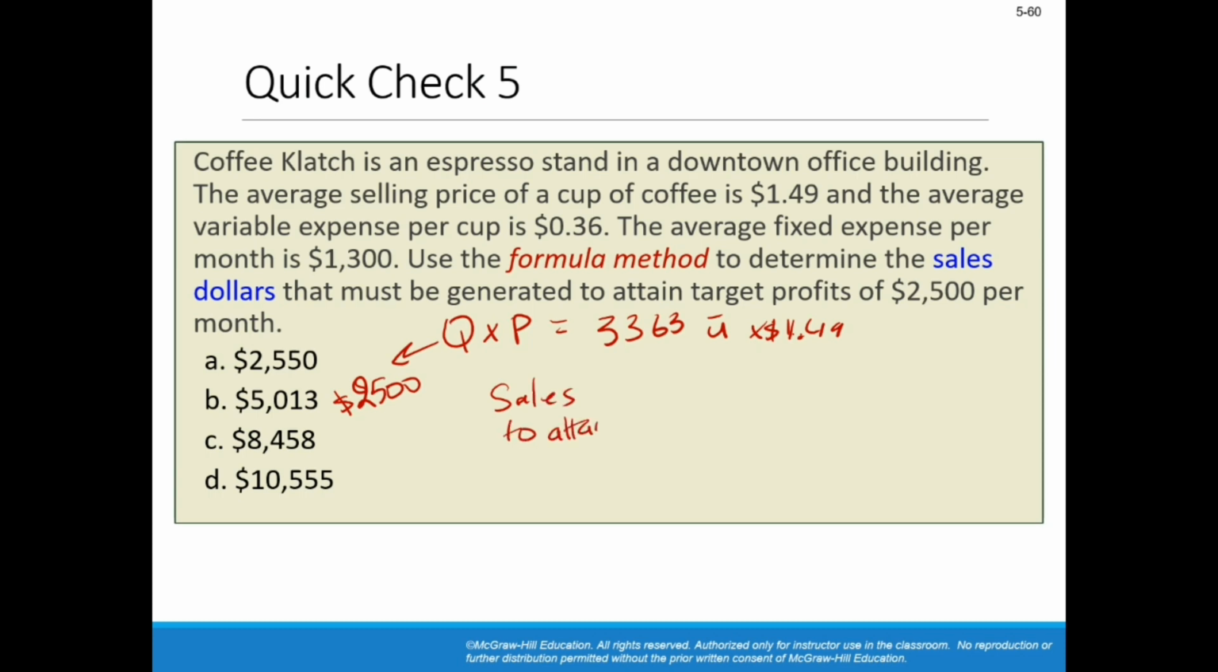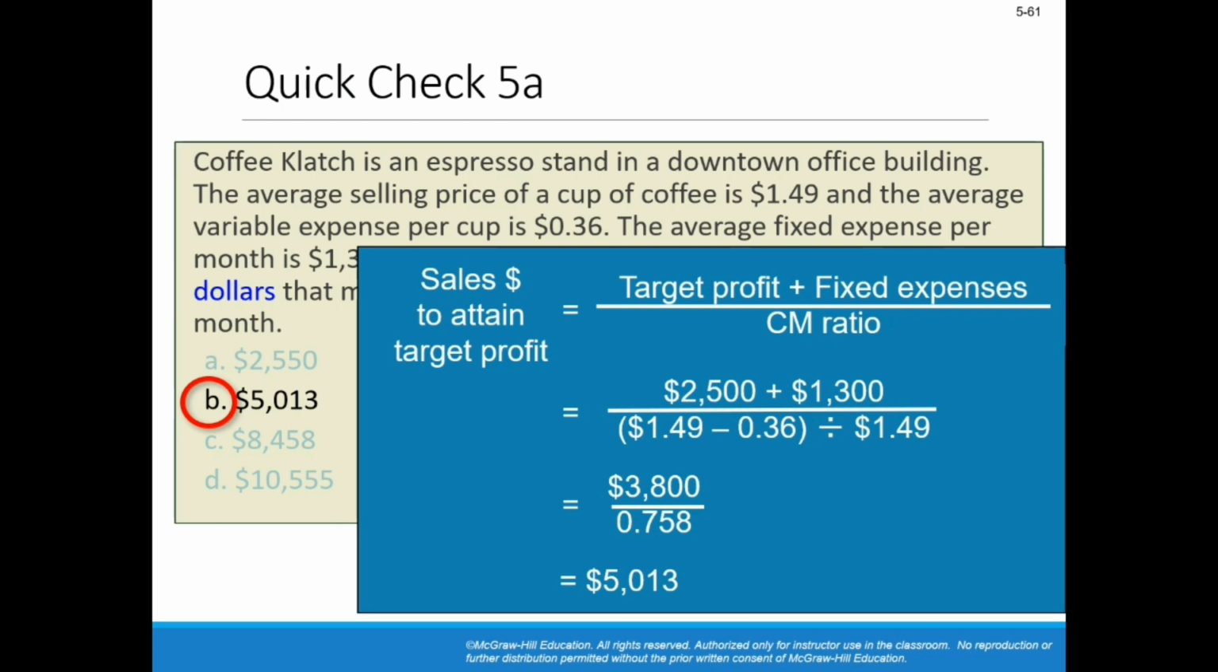attain a target profit of $2,500, in a sense that it's equal to total fixed cost plus $2,500 divided by the CM ratio, and the CM ratio is equal to 0.756, which was computed a couple of times so far. Do the math and get the number. This will get you a number of $5,013 in sales in order to make a profit of $2,500.